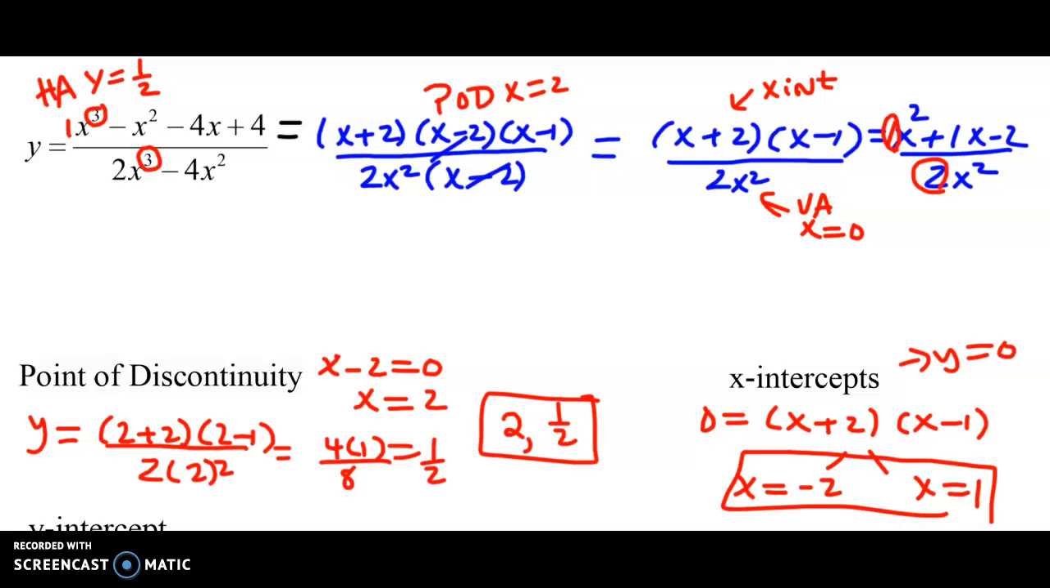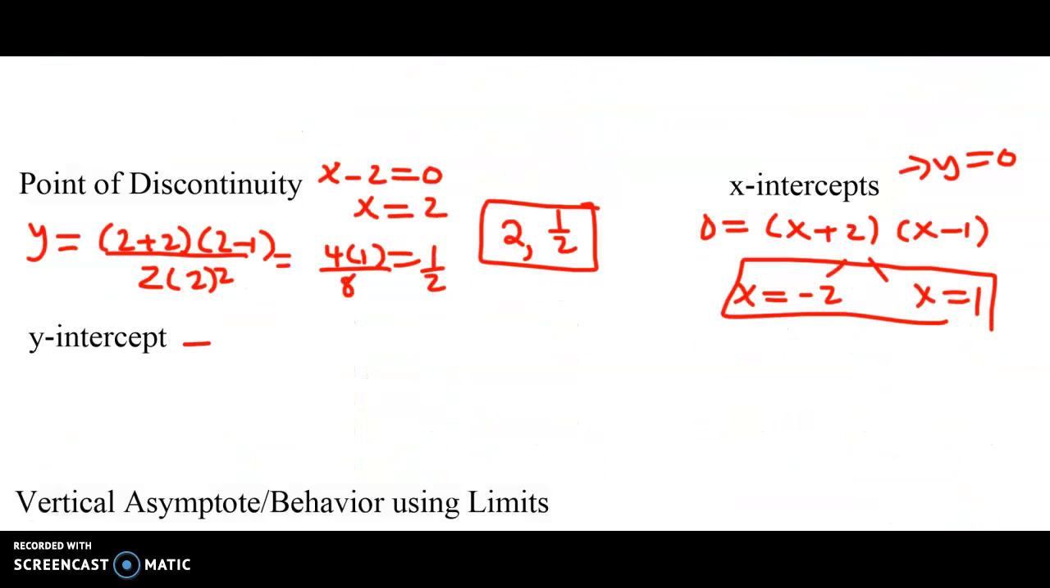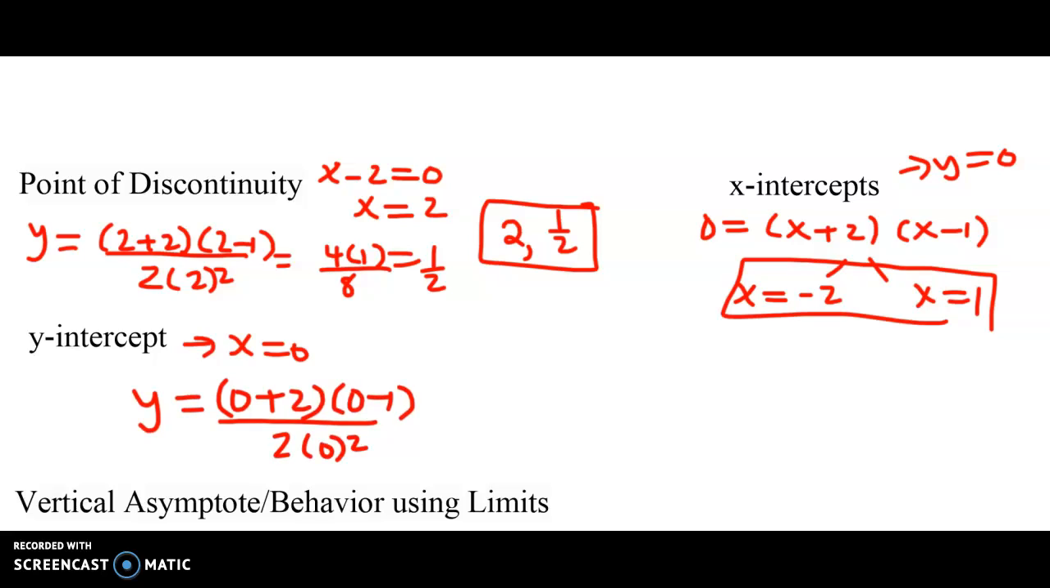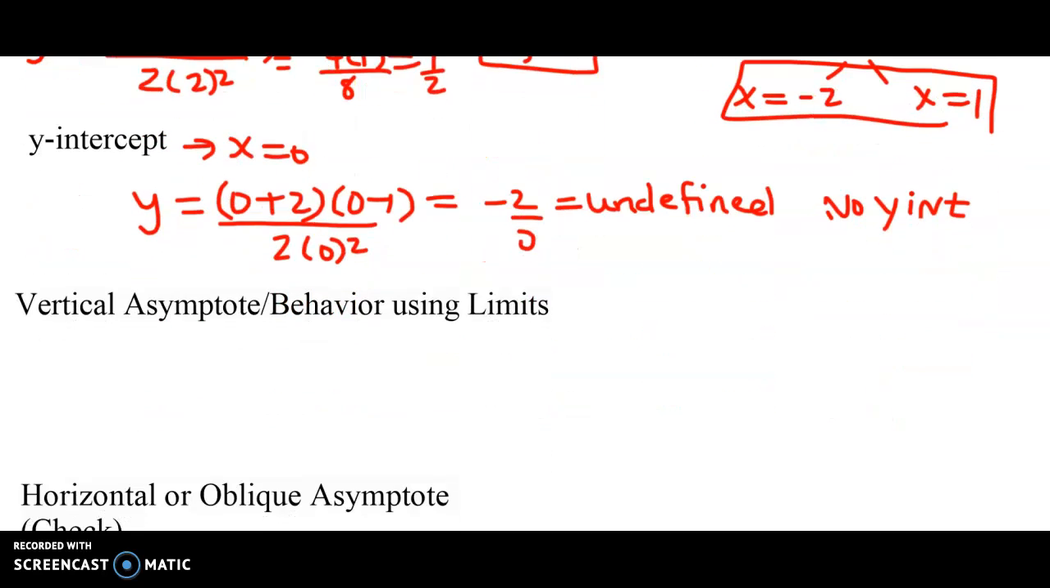Our y-intercept is when x is 0, so when you sub it into your function, you're going to get 0 plus 2, 0 subtract 1, over 2 times 0 squared. So you see that you get -2 over 0, which is undefined. Now, undefined just means that when you graph it, you will have no y-intercept. The vertical asymptote is where the function was undefined, which is your denominator. And in the denominator, we had 2x squared. So if we set that equal to 0, we get x equals 0.